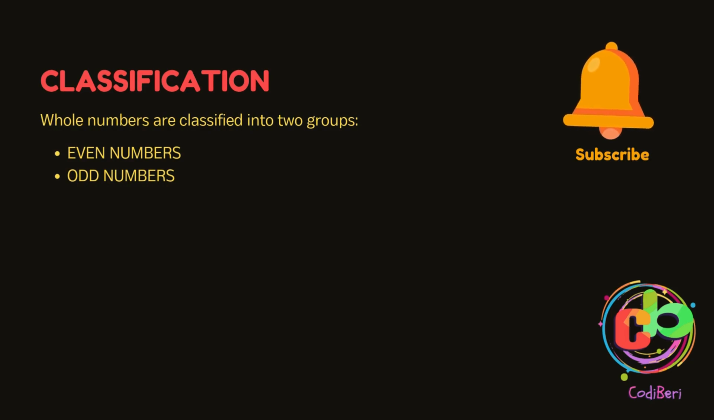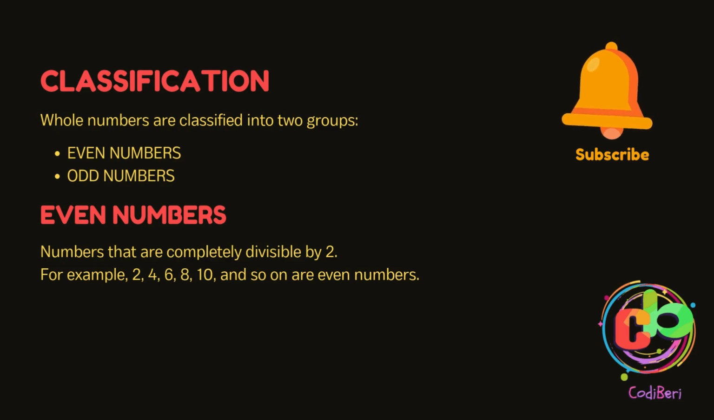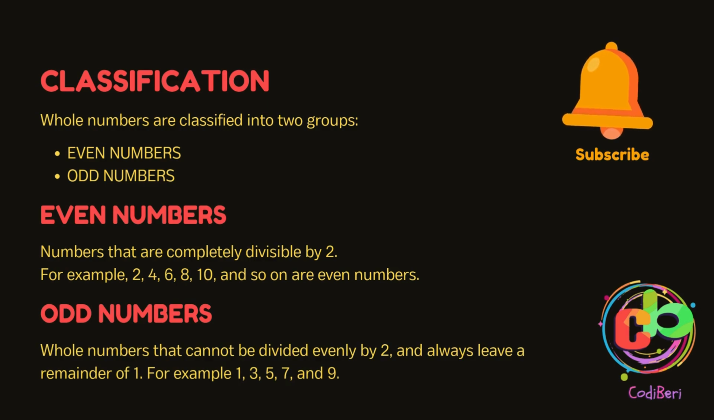Now we have two divisions of whole numbers, that are even numbers and odd numbers. So even numbers are the ones that can go into the 2 times table completely. They are divisible by 2, which means there is no remainder when you divide them by 2. Examples are 2, 4, 6, 8 and 10.